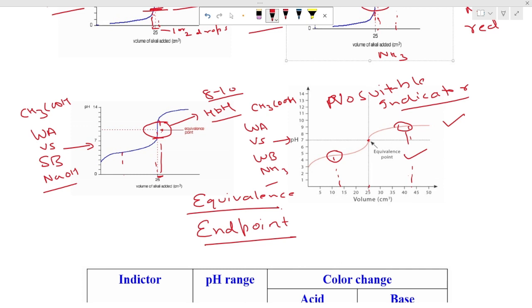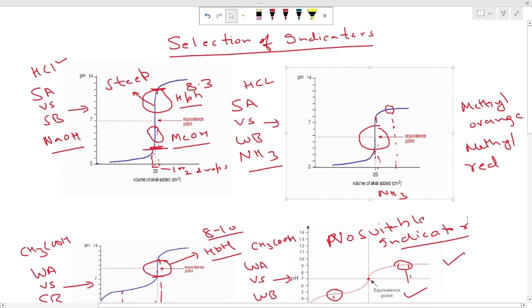Whereas the endpoint is the point where an indicator changes its color and indicates that the reaction has completed. So the endpoint is related to the indicator. There is a difference between the equivalence point and the endpoint. For example, in a strong acid and strong base titration, the equivalence point is at pH 7, but phenolphthalein changes its color at 8.3. So the endpoint is 8.3, whereas the equivalence point is pH 7.